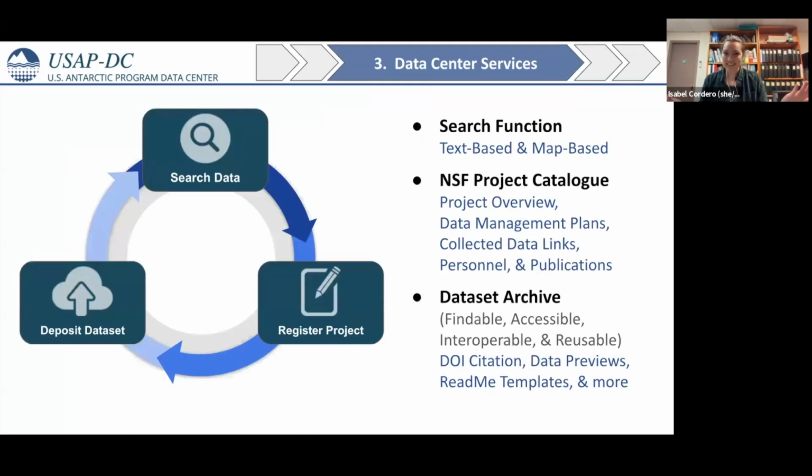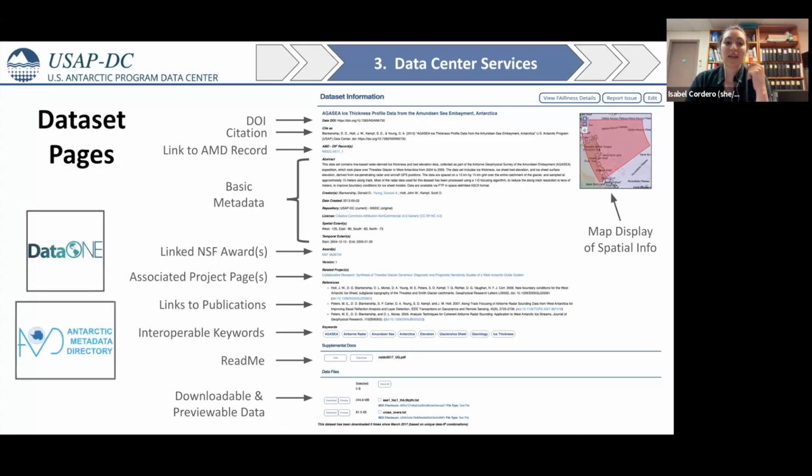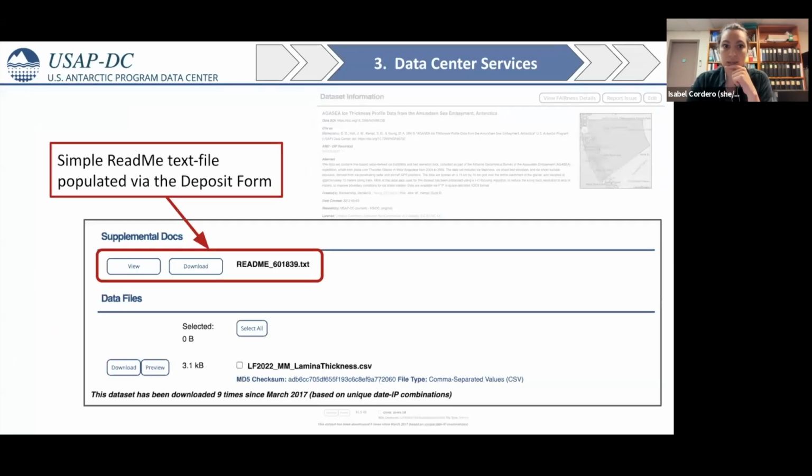Then we have the dataset archive. The dataset landing pages look very similar, but contain the DOI, link to the AMD record for your dataset, the basic metadata and the abstract, the NSF award it's linked to, the project page that is linked to both the NSF award and this dataset that it's associated with, and references that can be added manually. These are harvested by DataONE and the Antarctic Metadata Directory. As I said before, this is formatted in a way that is compatible with metadata scrapers.